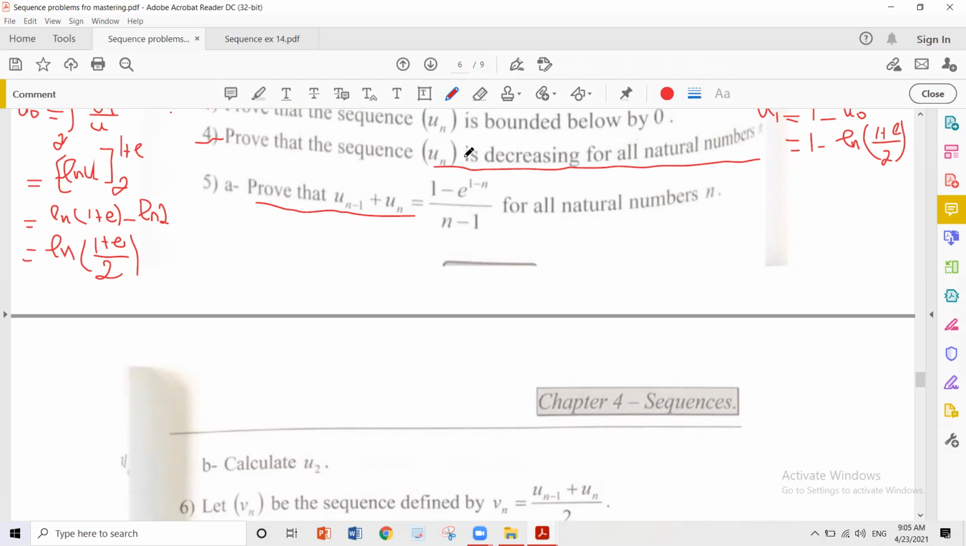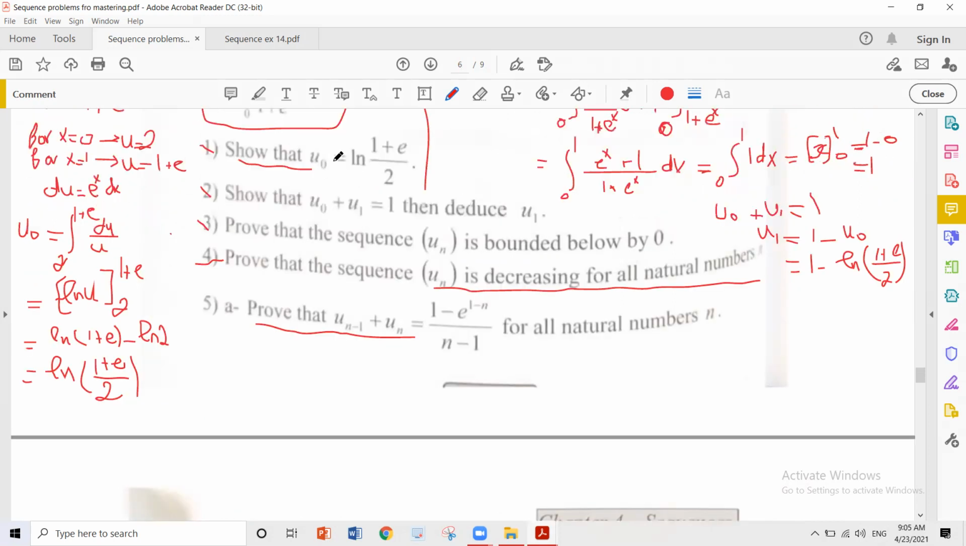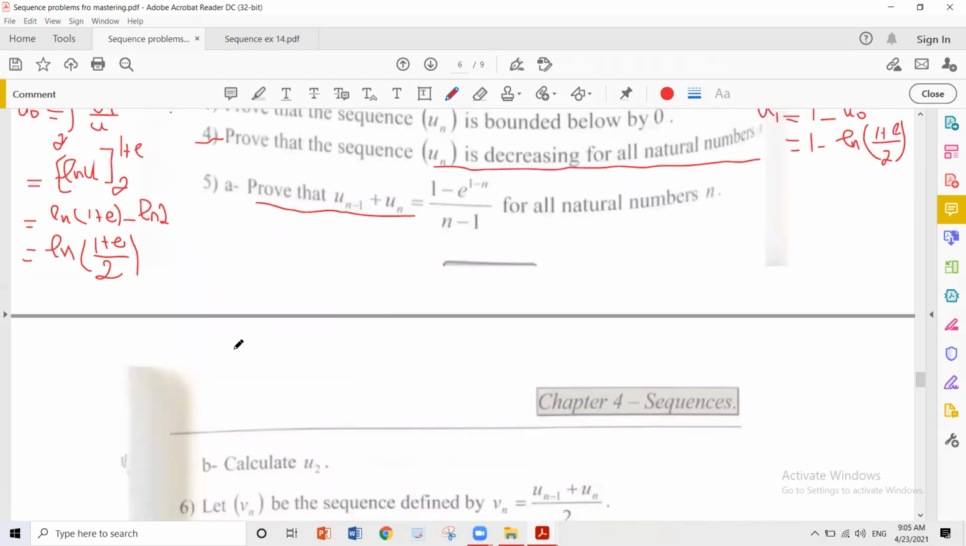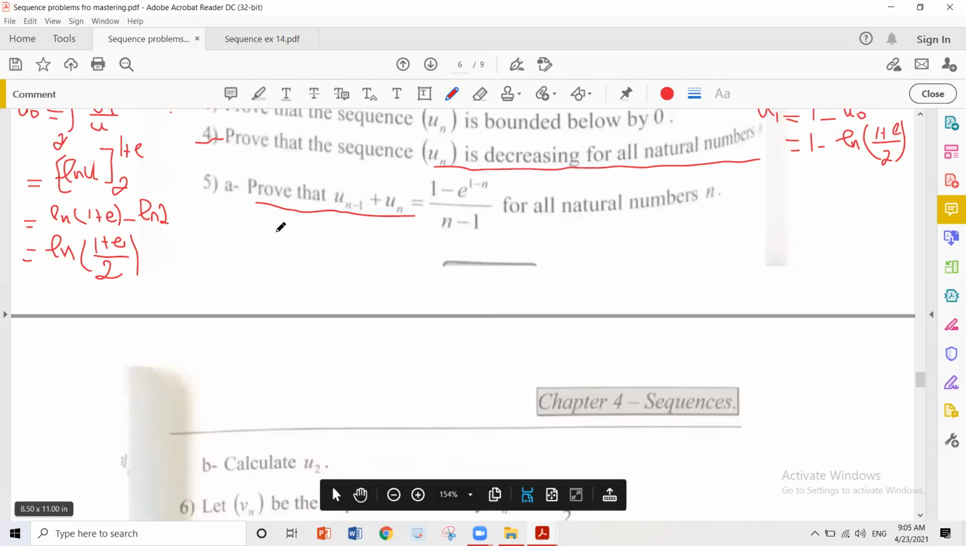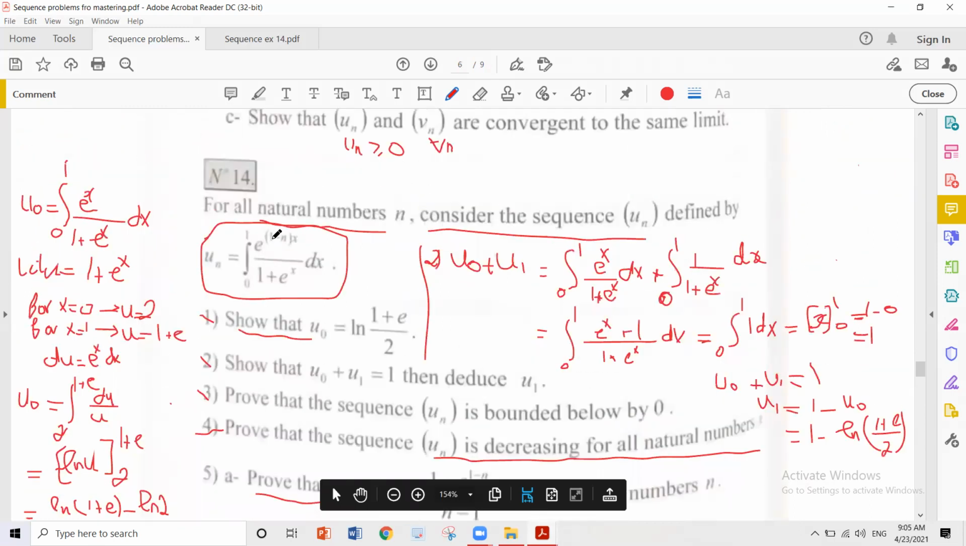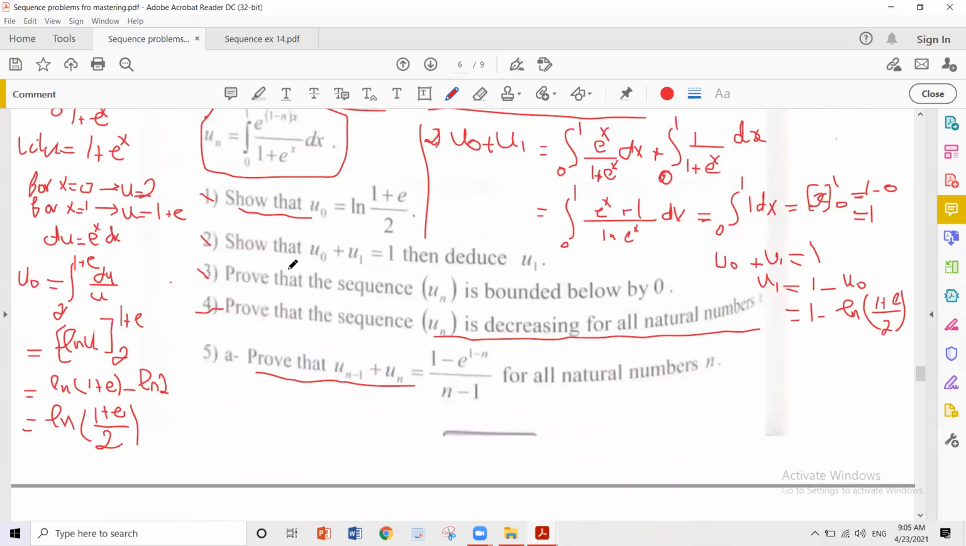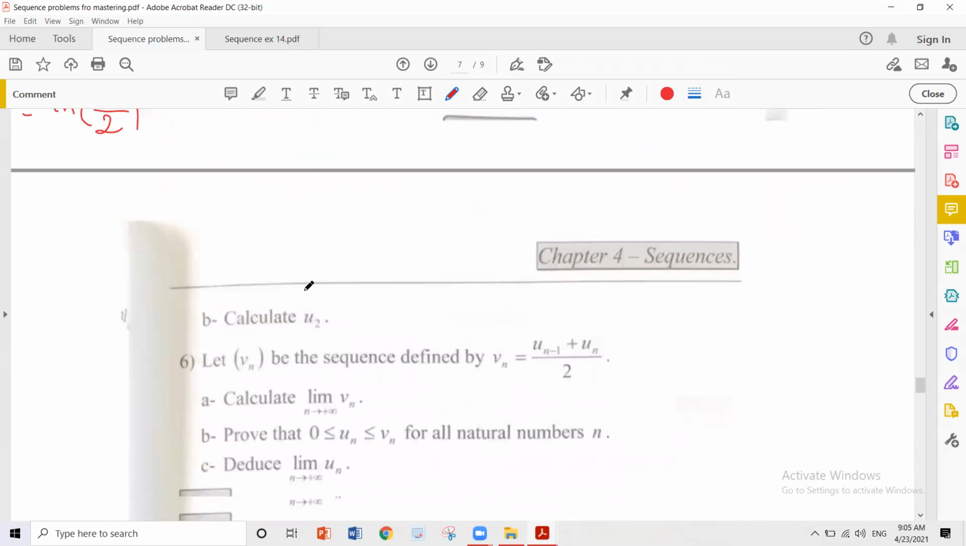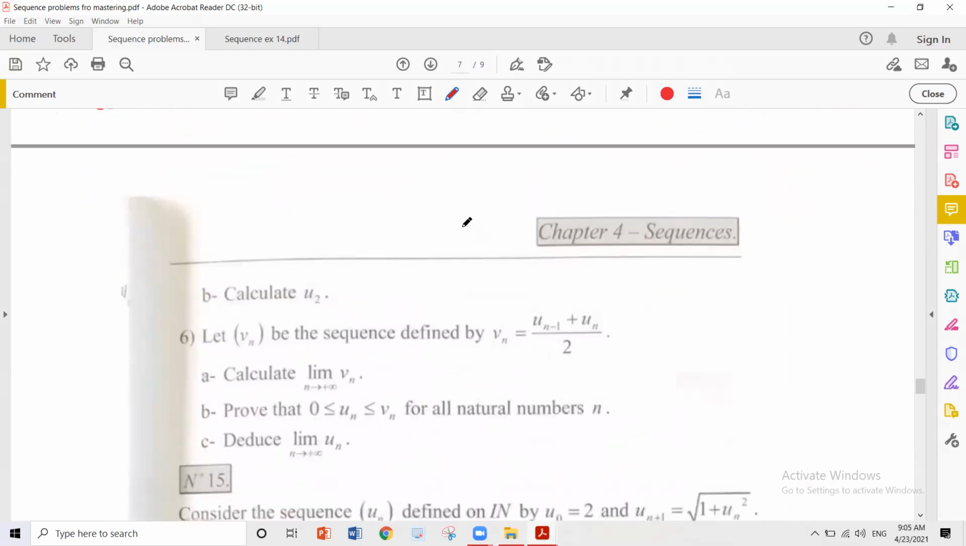We don't take the Un, only Un. If I take Un, it is difficult to calculate U2. This is part A, this is part B. Part B should be related to A. U2 is difficult to calculate, it's an integral: e to the power minus x over 1 plus e to the x. We cannot calculate its integral. Difficult. So I use the previous relation.